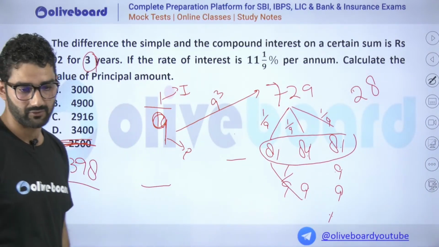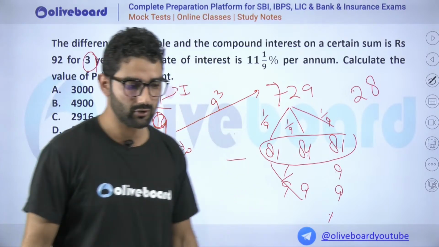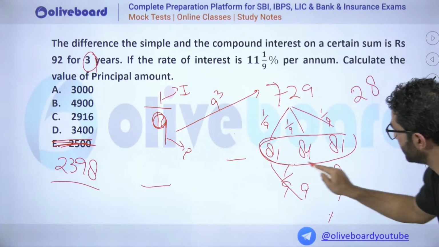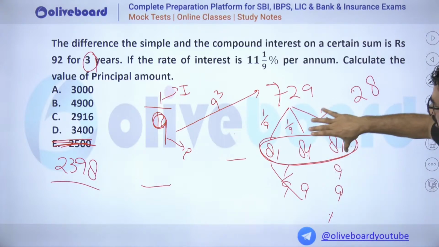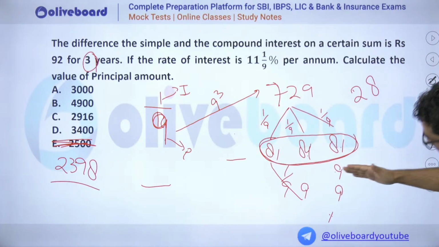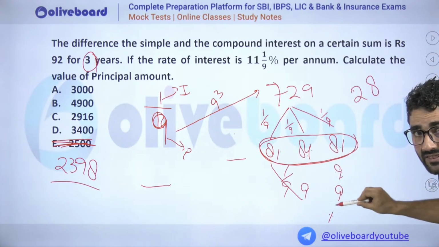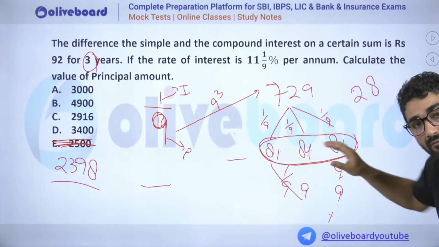Yes my dear Madhukar, so sorry, it is 91. Okay, got it. So how much will the difference be, how much is it, sir? This is simple interest, I got it. This plus this plus this plus this and this, I mean 81, 81, 81, 9, 9, 9 and 9. The sum will be compound interest.